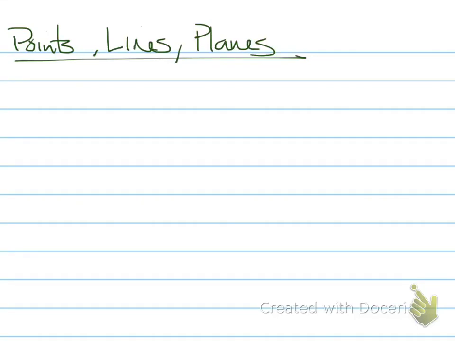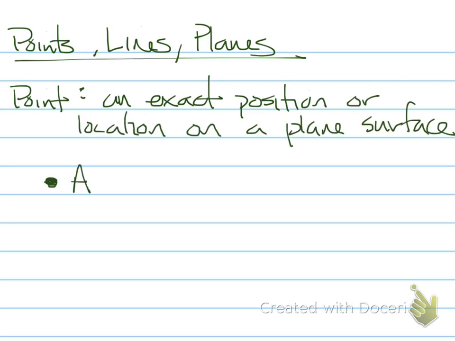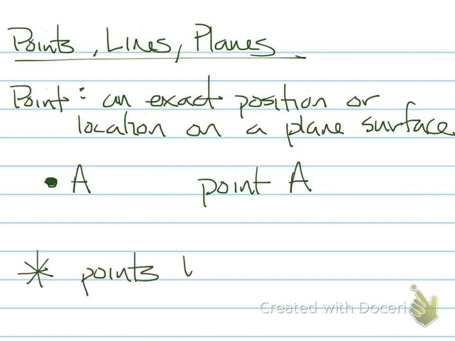This lesson's on points, lines, and planes. A point is an exact position or location on a plane surface. To name a point, you typically use the letter that is next to the point. Also, points have no size.